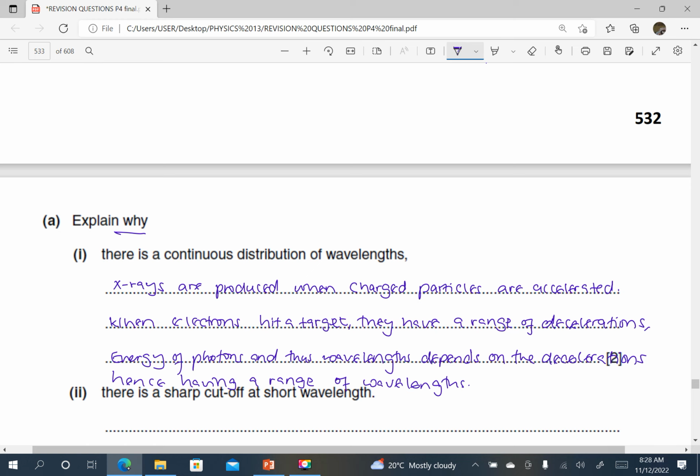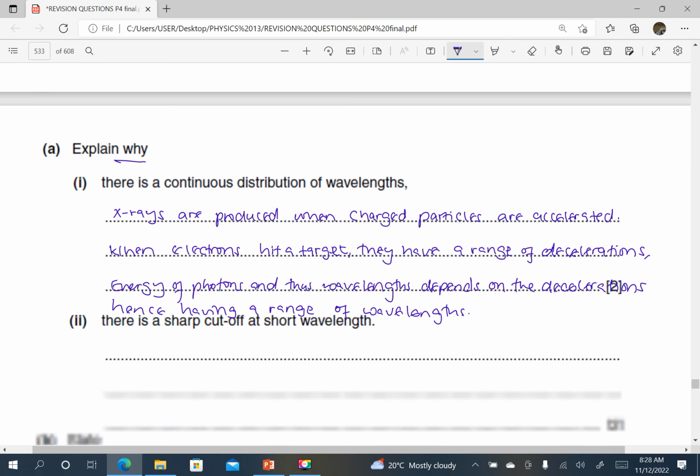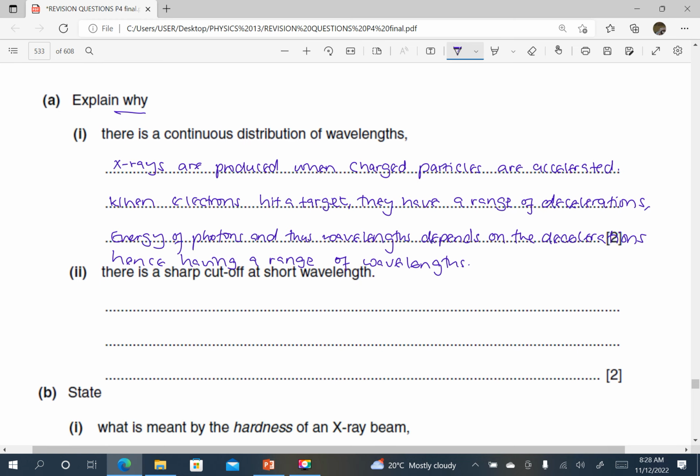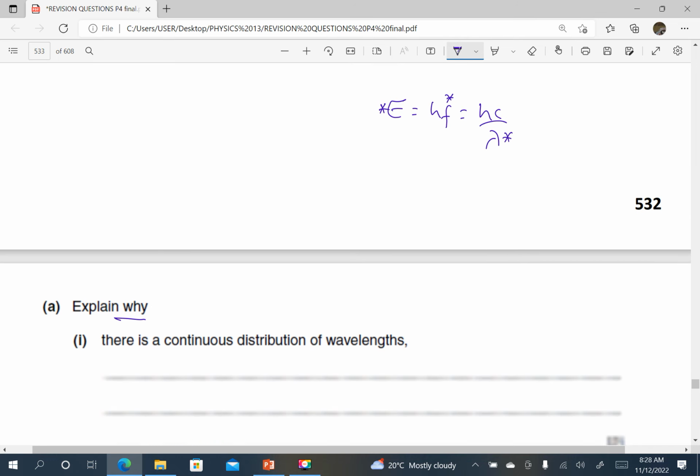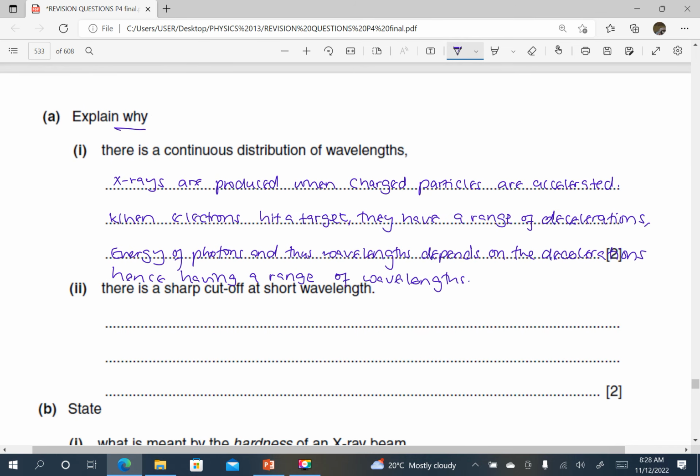Hence having a range of wavelengths. So that's why we have a continuous distribution of wavelengths. Then we have to explain why there is a sharp cutoff at short wavelength. In other words, why there is lambda minimum here. Remember, lambda minimum corresponds to minimum wavelength, which corresponds to maximum frequency, which corresponds to maximum energy. Energy is equal to hf, which is hc over lambda. Minimum wavelength, maximum frequency, maximum energy.